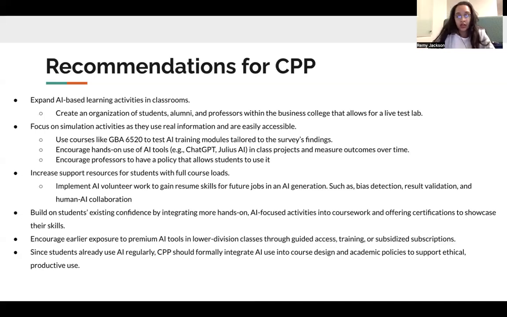And then the last recommendation for Cal Poly is, since students already use AI regularly based on the data we collected, Cal Poly should formally integrate AI use into course design and academic policies to support ethical, productive use. And now we also have some recommendations for SWB that we're going to talk about.